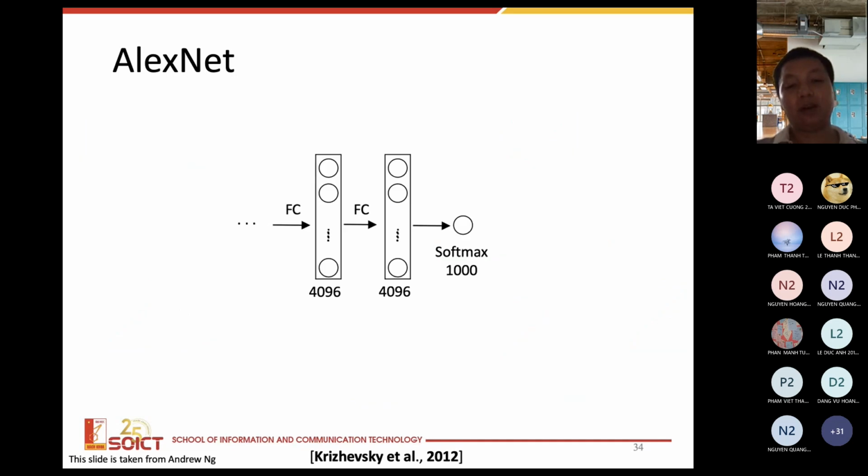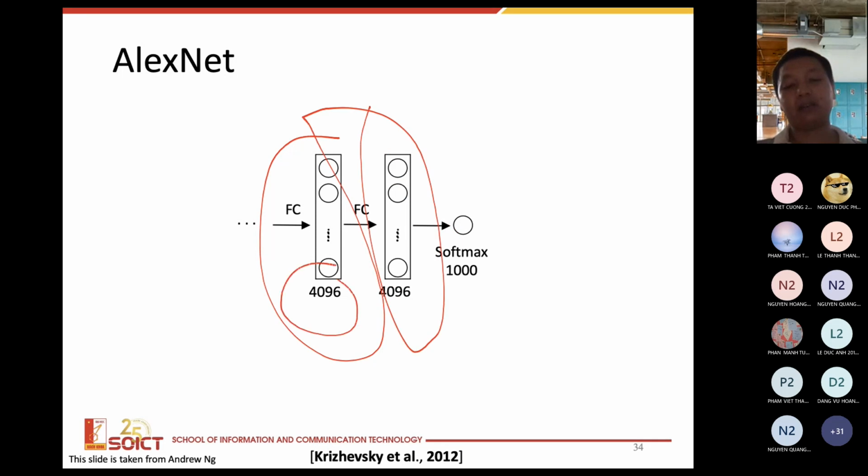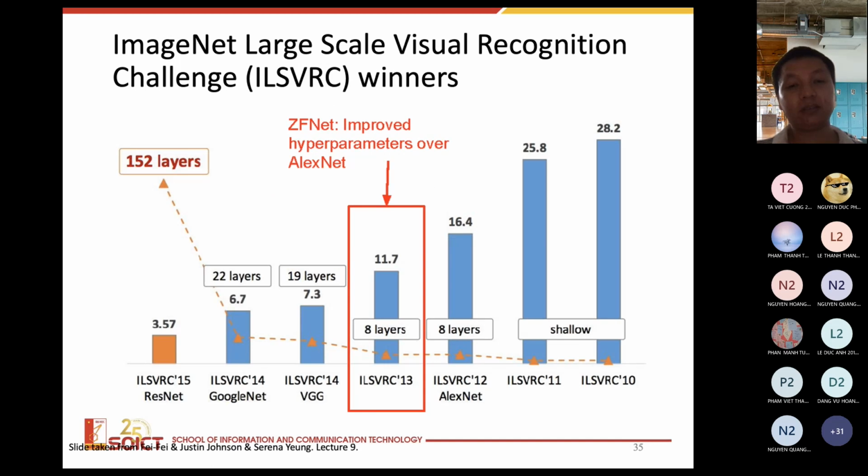And then at the end, we have two fully connected layers with a size of 4096 and 4096. And then we have the softmax layer that gives us the probability to predict 1,000 classes. Okay, so in 2013, we have the ZFNet.